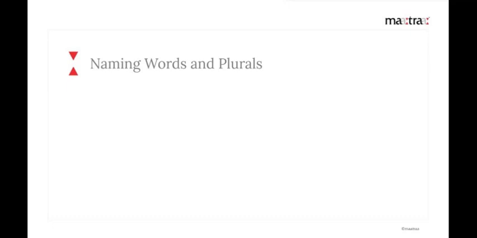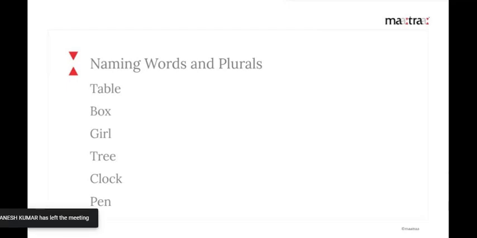Now let's come to getting your basics right so that you can build on it. A good solid base is important for everything, right? So let's put a little work together in this area of language. All languages have this naming word. Anything is a naming word. Table, box, girl, tree, clock, pen. These are all naming words. Most of our conversations will include something or things. So this is an important part of language because correct usage depends on how it is used.